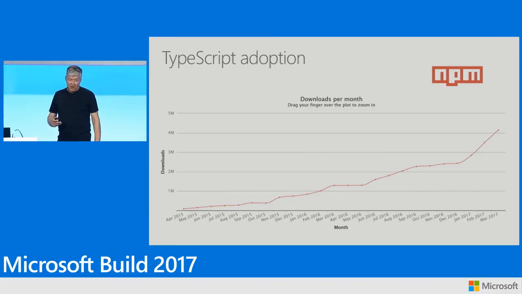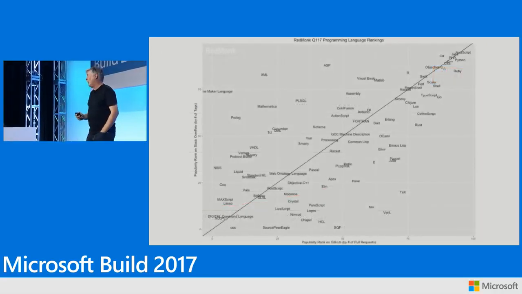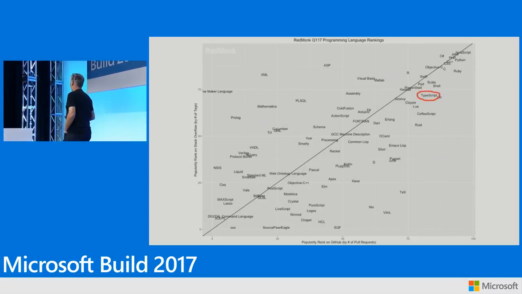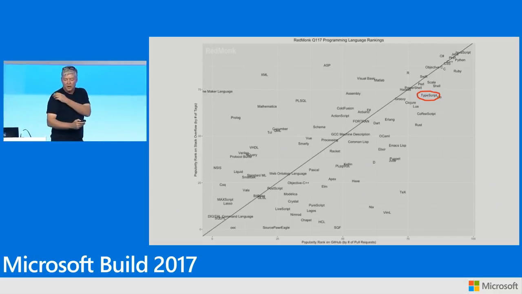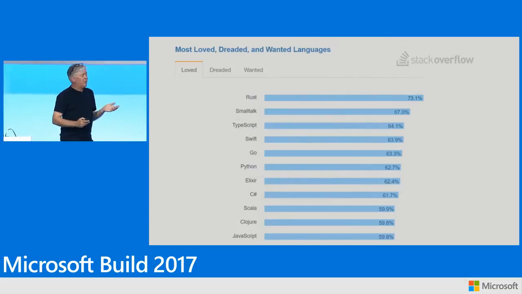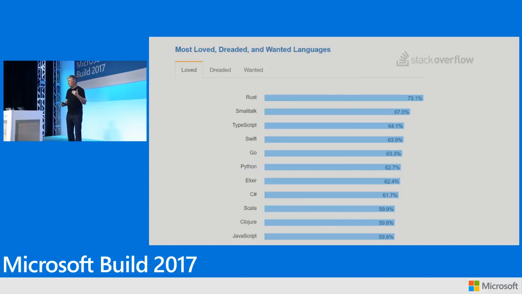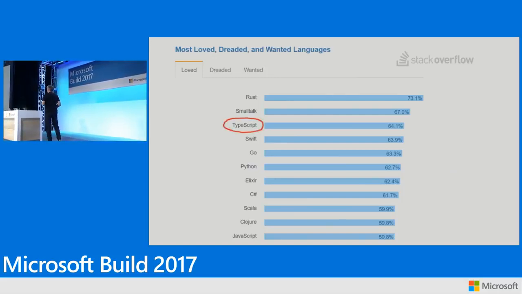TypeScript adoption, we are growing leaps and bounds. We're up to more than 4 million downloads per month now on NPM. We recently made it into the top 20 programming languages in RedMonk's survey. We're up there now as number 17 with Scala and Swift. So it's great to see that the community is really picking up on TypeScript at this point. One that particularly made me happy is that we are now in the top 3 most loved programming languages on Stack Overflow. Right behind, thank you.